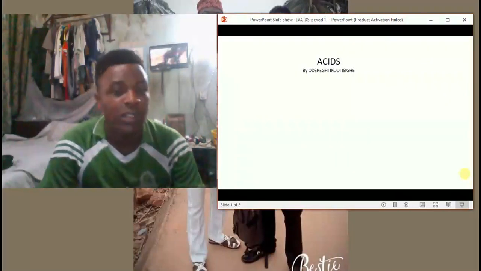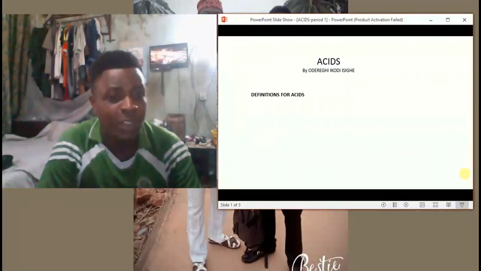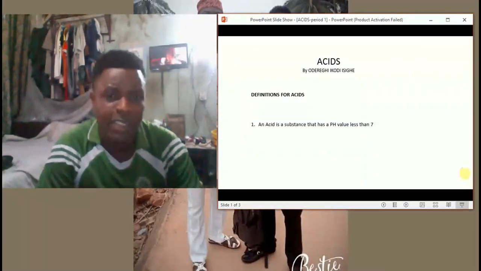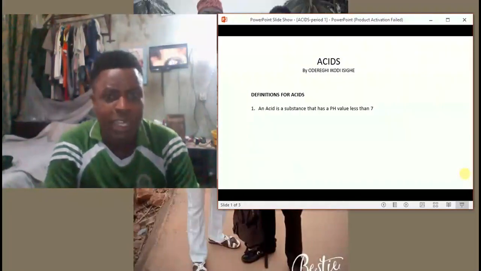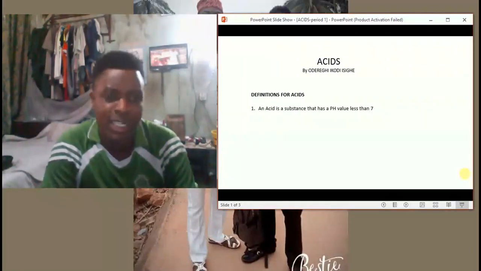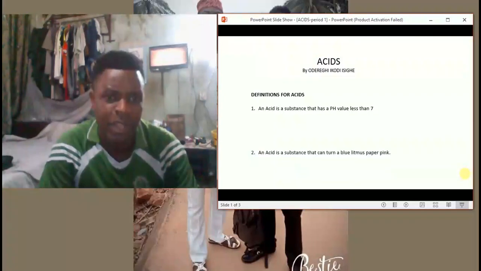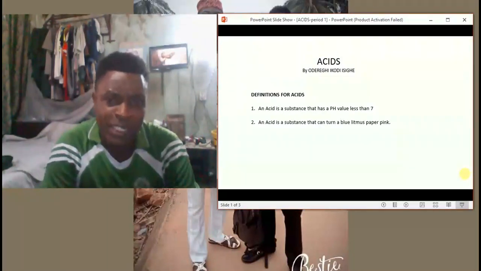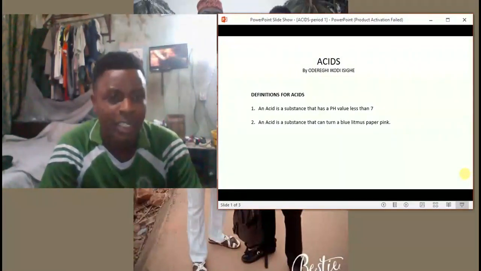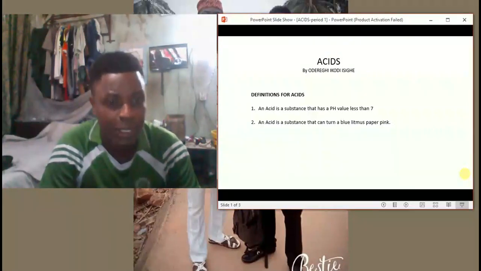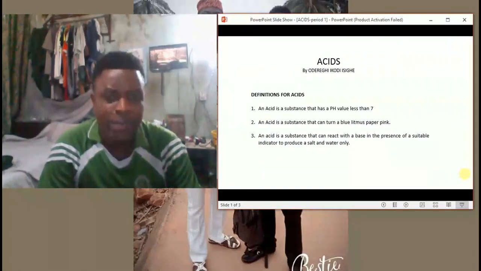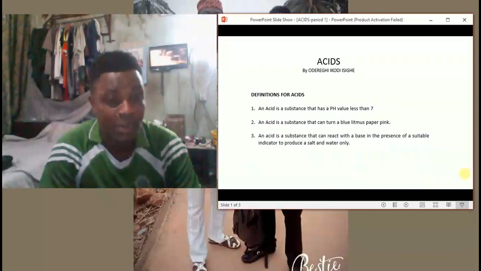Several scholars have given different definitions for acid. Someone defined an acid as a substance that has a pH value less than 7. Another person defined an acid as a substance that can turn a blue litmus paper pink. Yet another person defined an acid as a substance that can react with a base to produce a salt and water only.